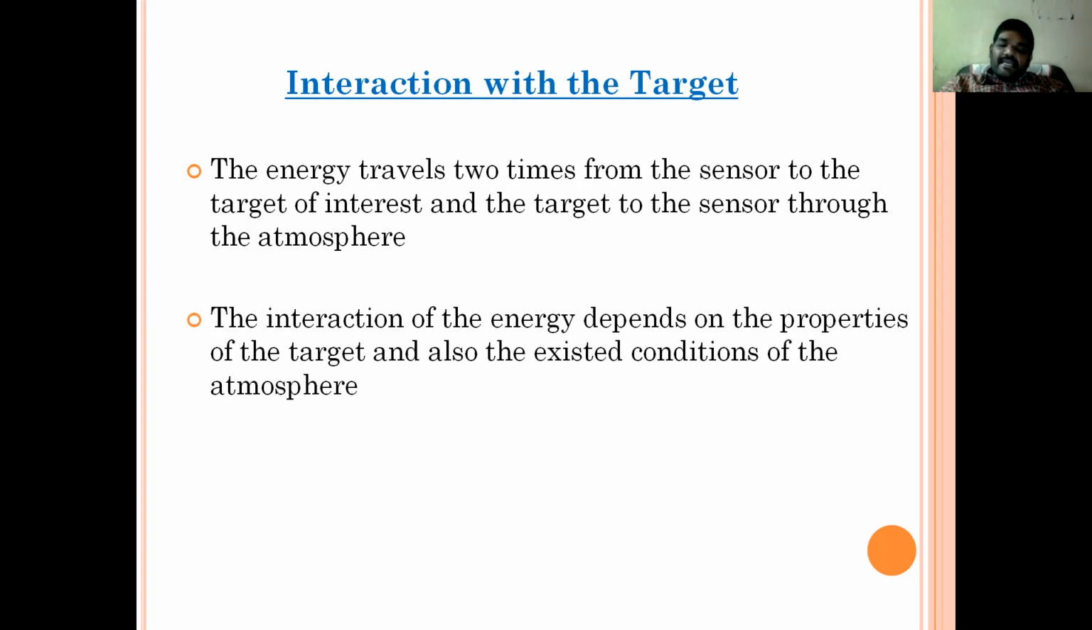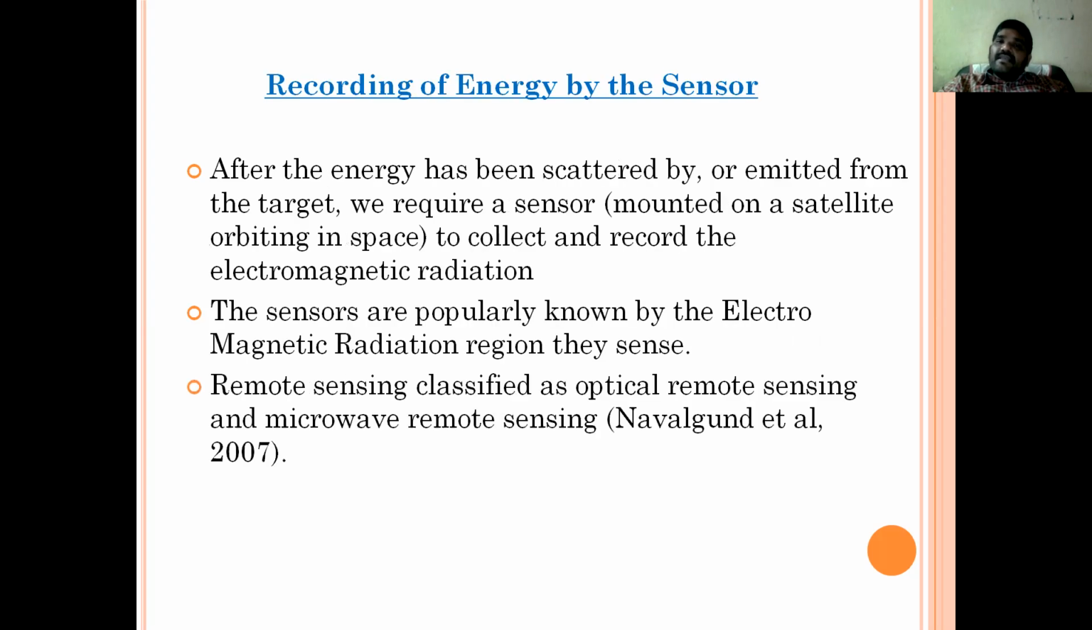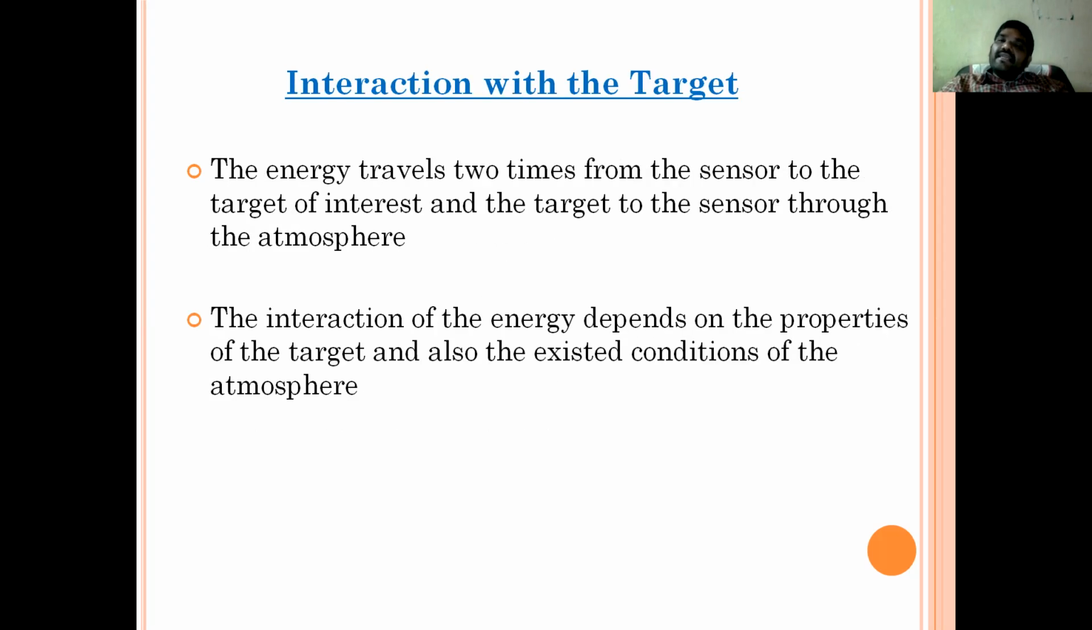Understand? See here, the next one is recording of energy by the sensor, what we discussed just now. See here, in the second slide, interaction with the target. The target properties are also one of the influencing factors in the energy received by the sensors. And the third one is the third basic component. That means we are discussing the components of remote sensing. We have discussed the first component of remote sensing is energy, and the second component is target.